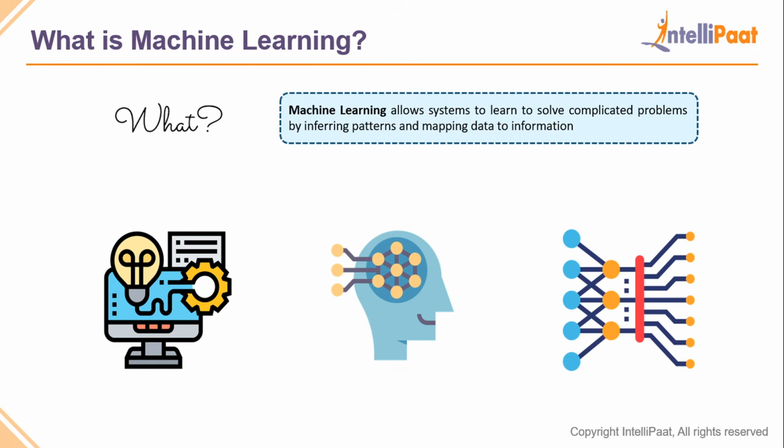So what is machine learning? Although it's one of the most popular terms right now, not a lot of people understand what machine learning is. Machine learning basically allows you to solve complicated problems by allowing computers to learn how to infer patterns. Basically, it allows computers to learn how to map one sort of input to another sort of output. And this is learned by the computer in the same way that a baby learns how to associate a word with an image. So this is why it's called machine learning.